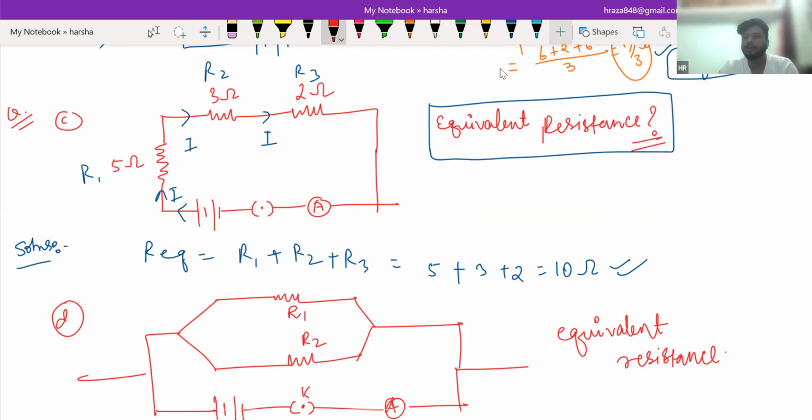Whenever there is a question that asks what is the equivalent resistance, then see the diagram and decide whether it is a parallel combination or series combination. Got it, Sara? Yeah. And then you can apply the formula. If it is in series, you know the formula for series combination, and you also know the formula for the parallel combination, and you will get your answer. Okay, sir.